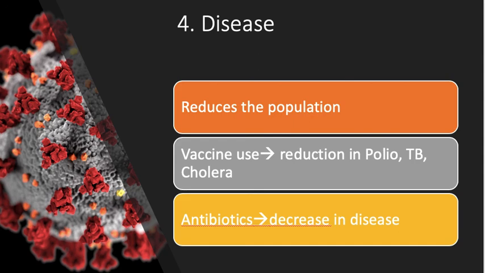Antibiotics as well have led to a decrease in disease. As we said, disease leads to a reduction in population, but one would hope that for every disease there is a vaccine, and we will eventually find that vaccine for COVID-19, hopefully on time for the next year of schooling. And that wraps up our higher level ecology.